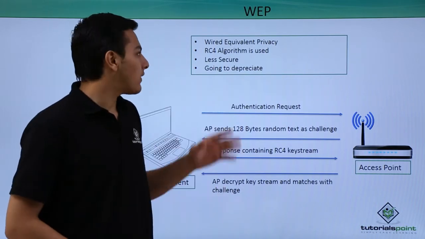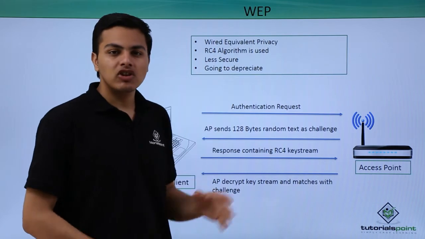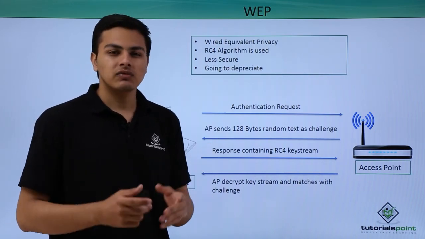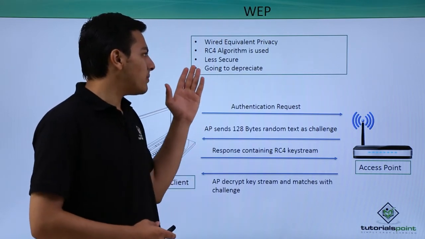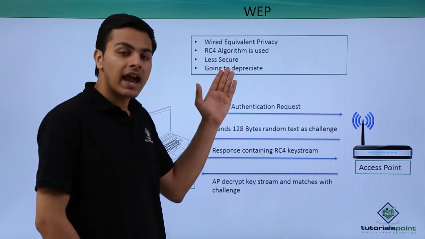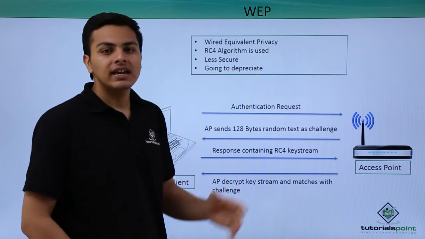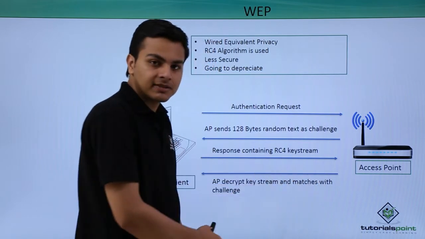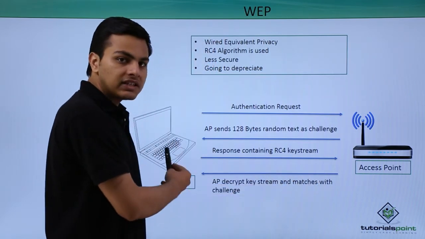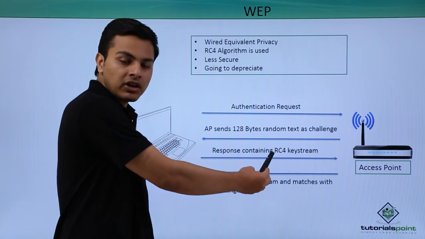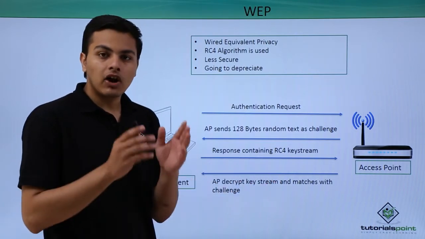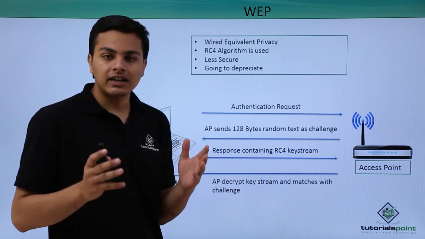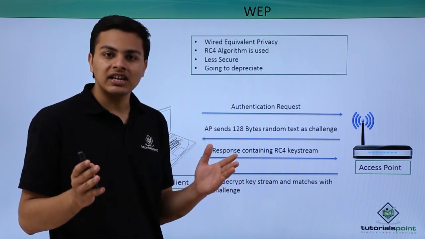WEP stands for Wired Equivalent Privacy, and WEP is not used anymore because it's less secure as well as most vulnerable. You can see here that WEP encryption uses the RC4 algorithm, and it's less secure and going to be deprecated. Here is our client and here is our access point. First of all, the client will send an authentication request to the access point, and once the access point receives the authentication request from the client, it will send a long random text of 128 bit as a challenge to the client.